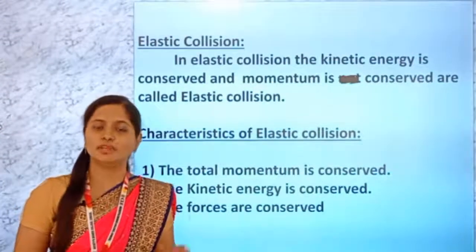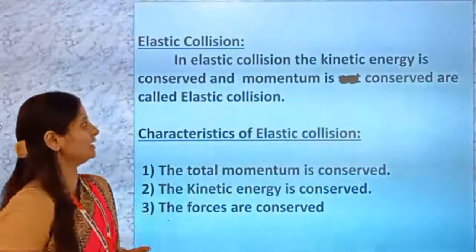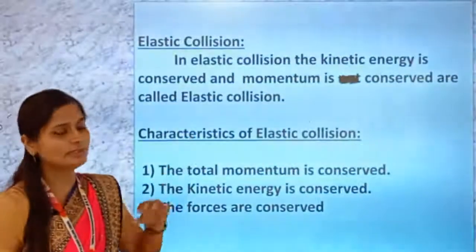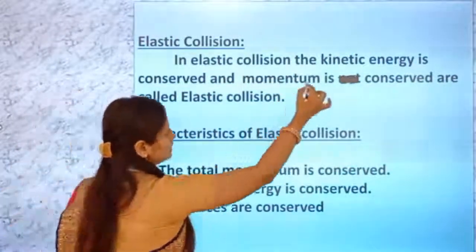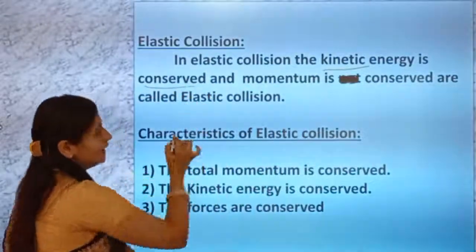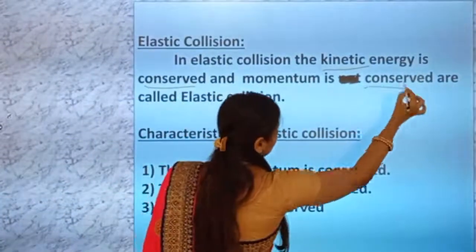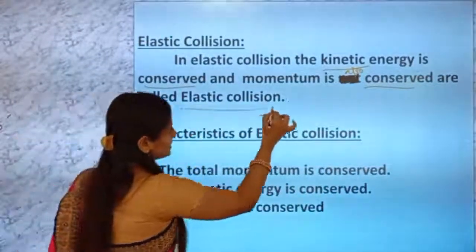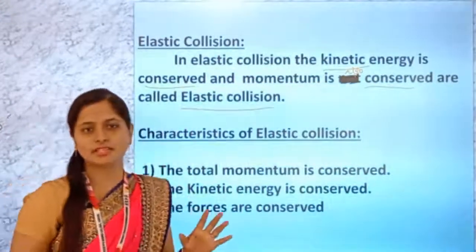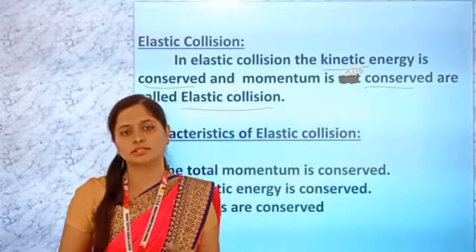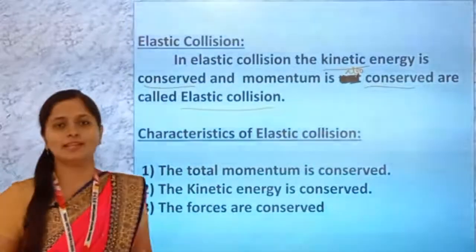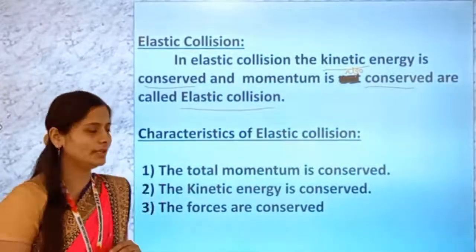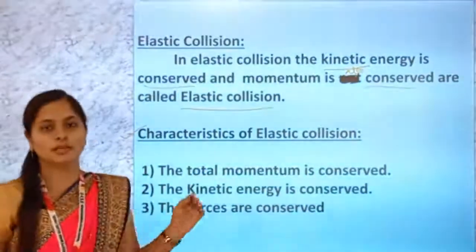What is the elastic collision? In the previous video we already know that in an elastic collision the kinetic energy is conserved and the momentum is also conserved. These are called elastic collisions. Got it? So in an elastic collision, both kinetic energy and momentum are conserved. Next, we have to write down the characteristics of the elastic collision.